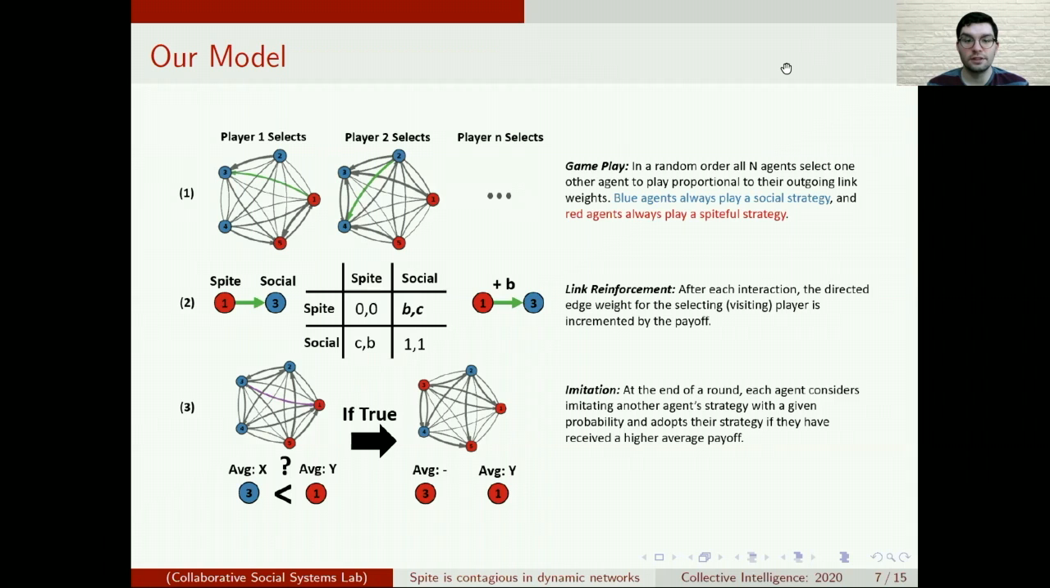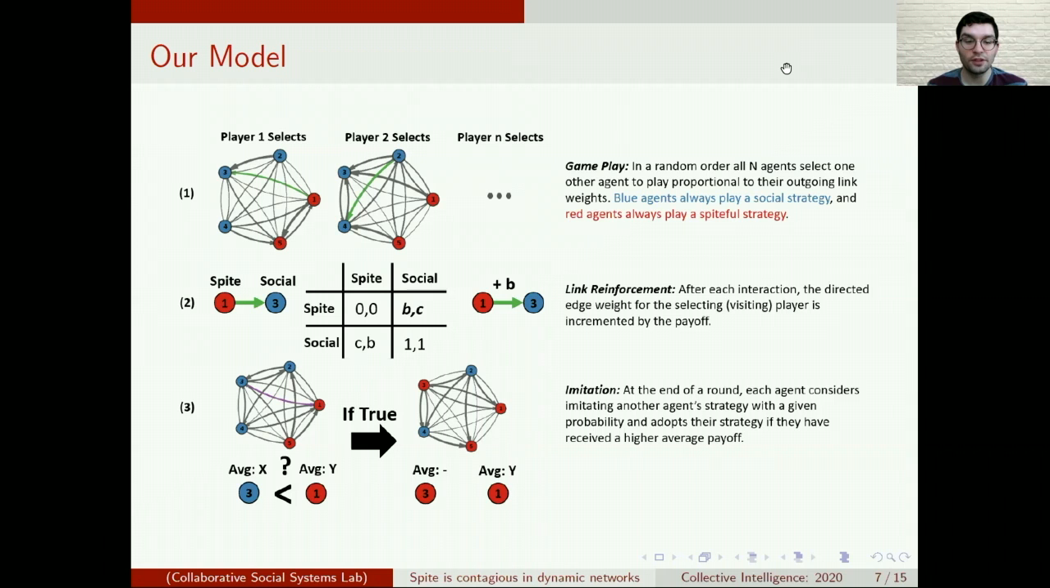Here's a figure that depicts an overview of how our model works. Agents are placed on a fully connected, directed network, and in a random order in each time step, every agent chooses one other agent to visit. Blue agents always play a social strategy, and red agents always play a spiteful strategy. There's also a small tremble that may cause either type of agent to play a random strategy. If we look at a specific example here, suppose that agent 1 chooses to visit agent 3.